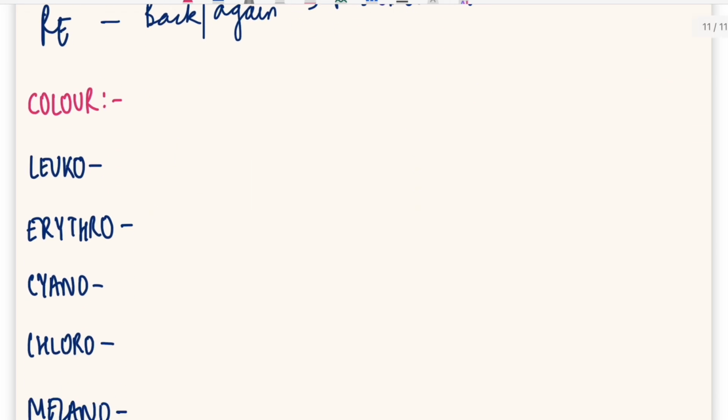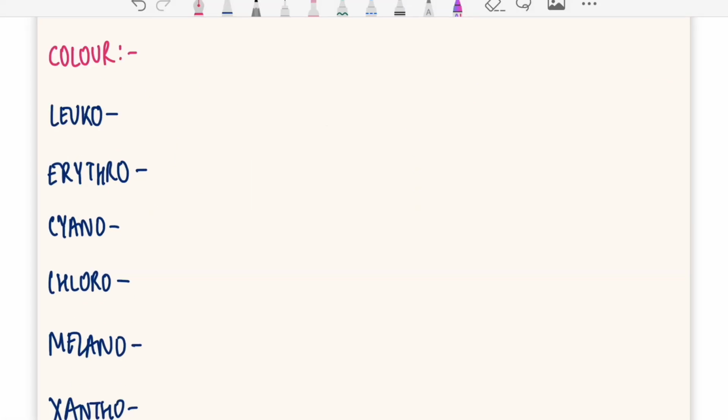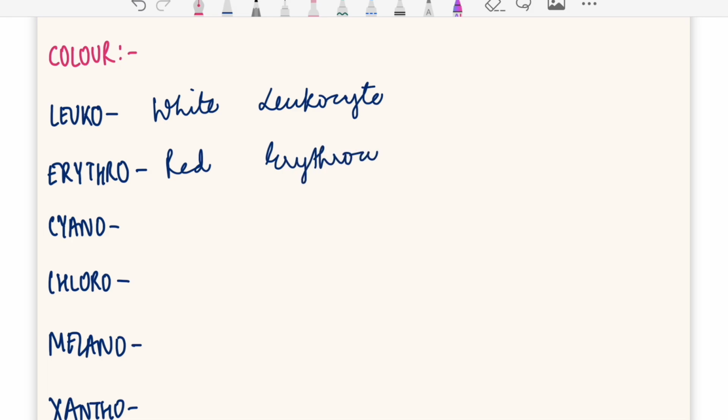Now we'll talk about colors. Prefixes denoting color. These are frequently used in hematology and pathology. Leuco means white. For example, leukocytes. Leukocytes are white blood cells. Erythro means red. Example, erythrocyte, which means red blood cell. Cyano means blue. For example, cyanosis. Cyanosis is bluish discoloration.